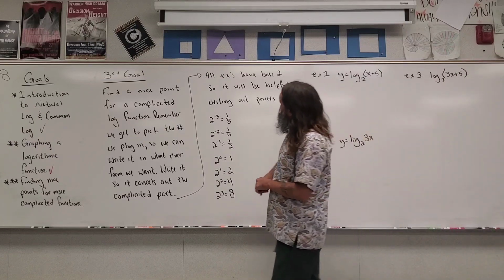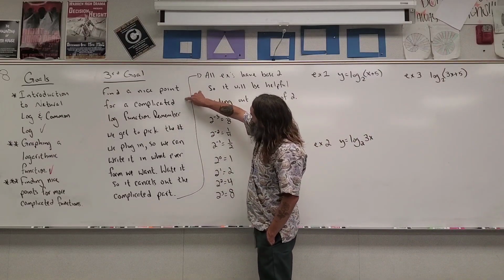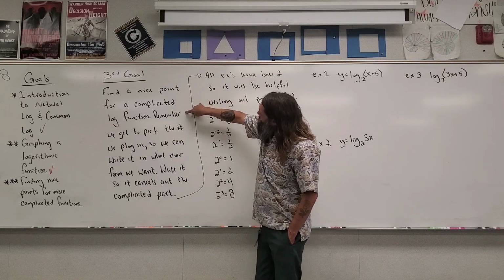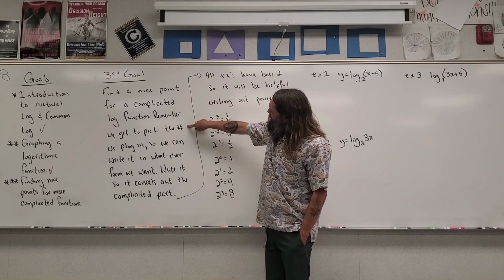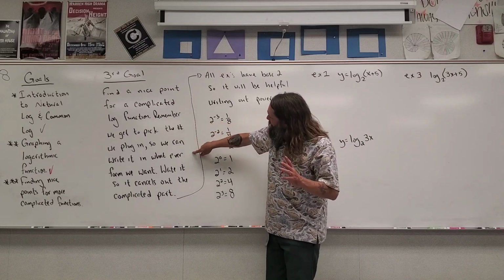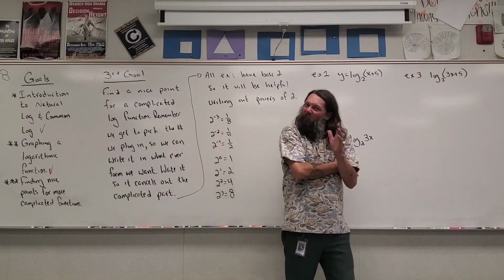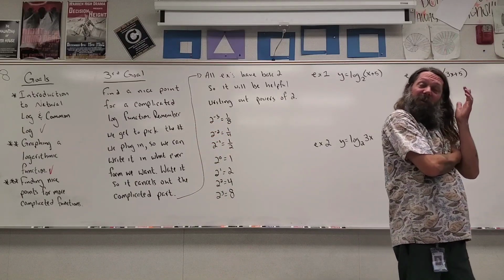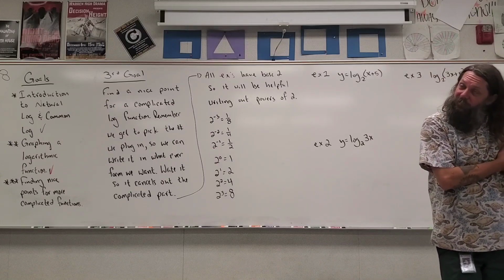Okay, so our third goal, find a nice point for a complicated log function. That's what we want to do. Remember, we get to pick the number we plug in. So we can write it in whatever form we want. We can write our numbers in such a way that they untie things for us. They make them simpler for us.